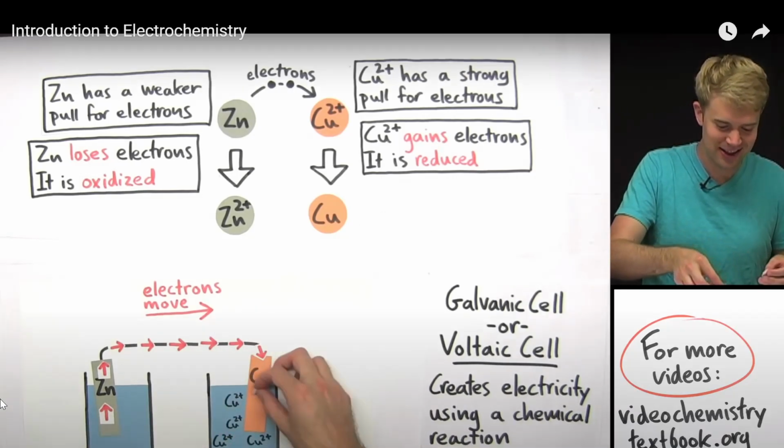Where do they end up? Where do those little electrons end up? What do they do when they get to that beaker with the copper? Tell your partner, what do you think? What happens to the electrons when they make it to this beaker?